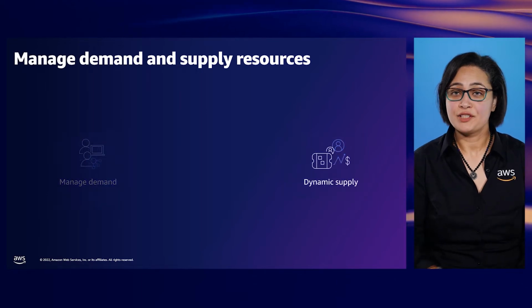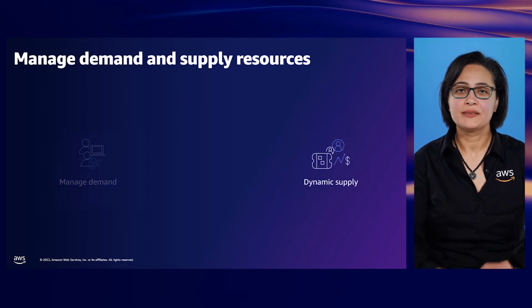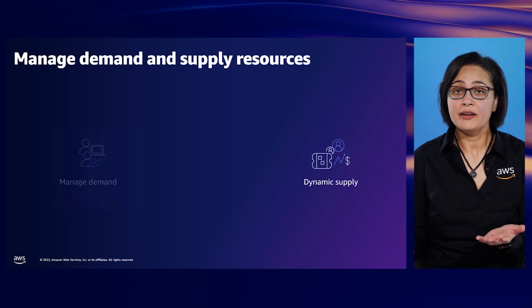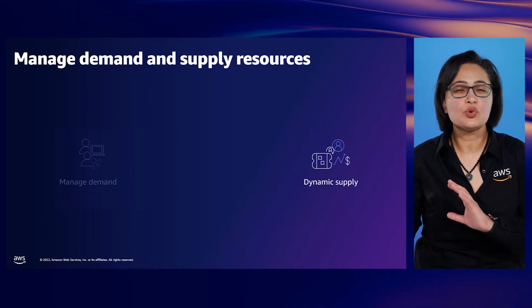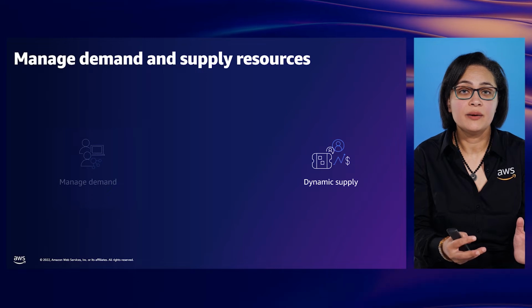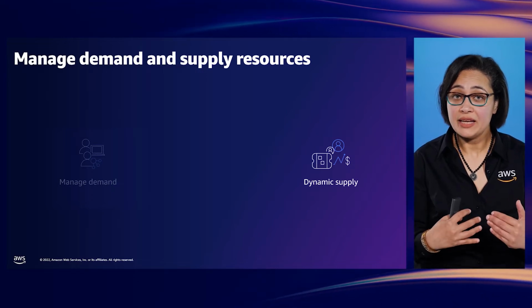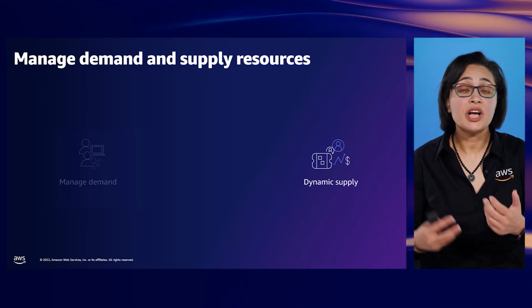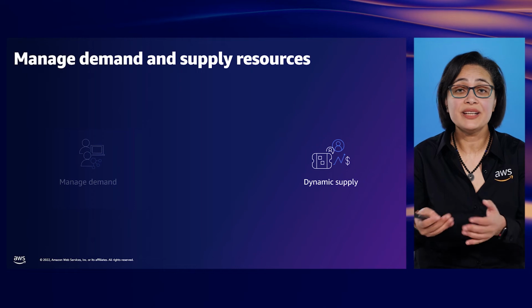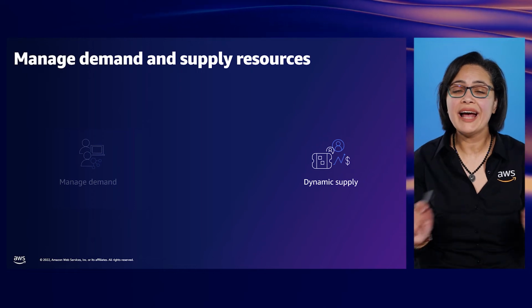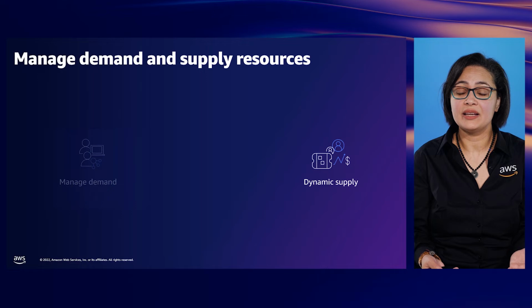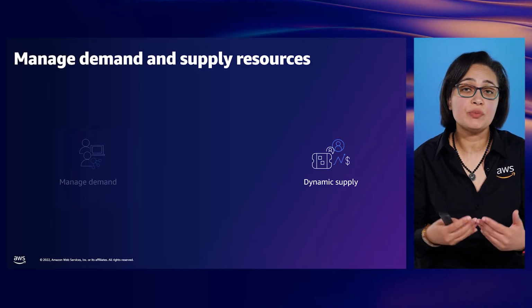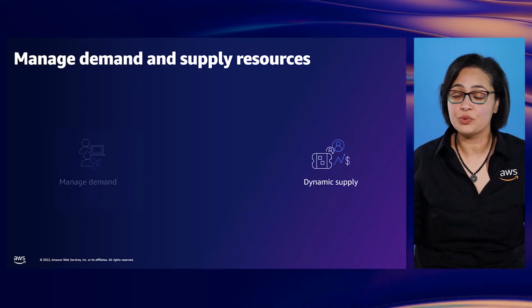The other thing is dynamic supply, and there are two elements to that. Demand-based supply, and here we want to leverage elasticity of the cloud to supply resources to meet changes in the demand. The services that can be used here are auto scaling, which helps you adjust the capacity to maintain steady, predictable performance at the lowest possible cost. The other one is Elastic Load Balancing, which helps you scale by distributing the demand across multiple resources.